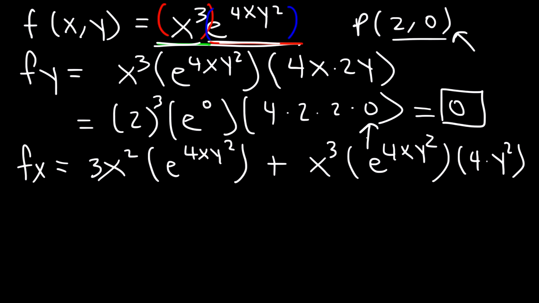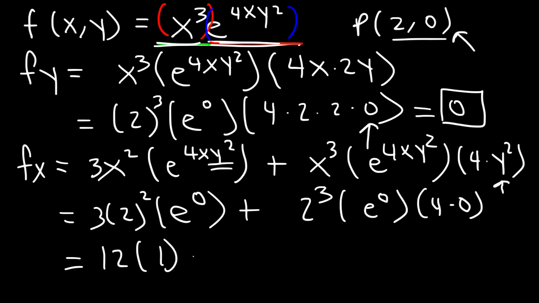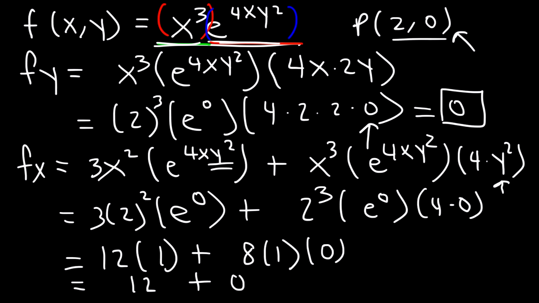Now let's plug in the point 2, 0. So x is 2, and because we have a y squared, 4xy squared will become 0. So this will be e to the 0 again. And we have a y squared here, so this whole thing will be 0. 2 squared is 4, and 3 times 4 is 12. Anything raised to the 0 power is 1. 2 to the third is 8, and 4 times 0 is 0. So this is going to be 12, and 8 times 0 is 0, so the final answer is 12. So the first derivative with respect to x is 12, and the first derivative with respect to y is 0.